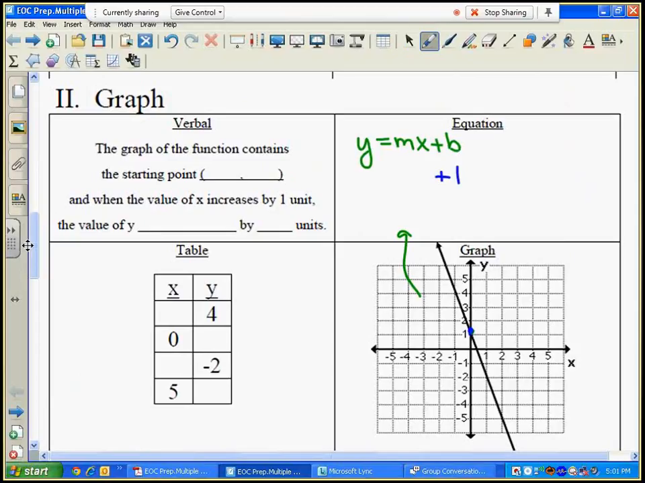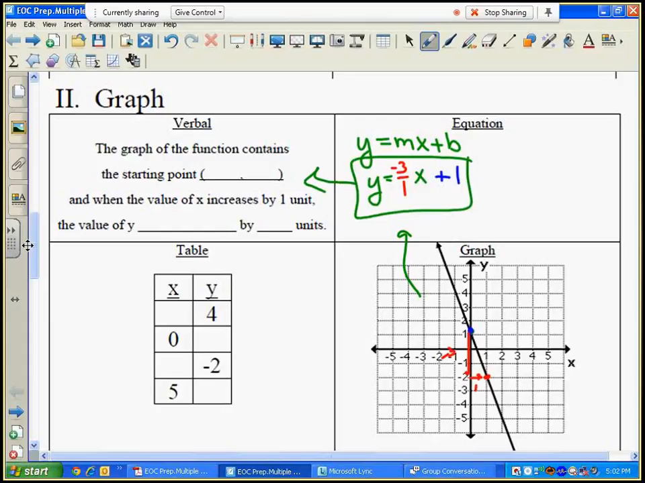Okay? Then I take a look at my slope. As I go from one point to the next, let's say from the blue to the red here, I would go down 3 and right 1. That gives me a slope of negative 3 over 1. Okay. Fill in the rest here, and I've got my equation. Okay? Let's go to our verbal description.